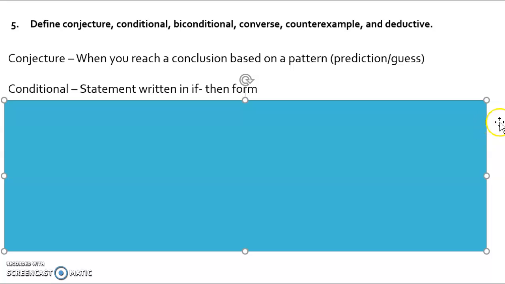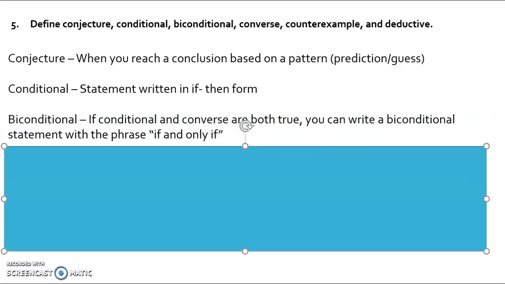A conditional is just a statement written in if-then form. If the hypothesis, then the conclusion. A biconditional, which we mentioned at the first question. If the conditional and converse are both true, you can write a biconditional statement with the phrase "if and only if."